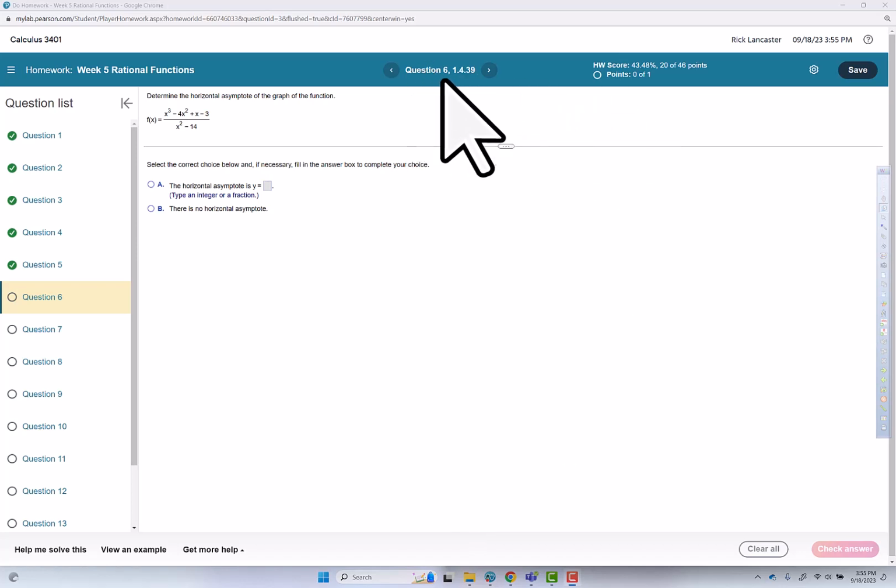This video goes over question 6 of the rational functions assignment. Determine the horizontal asymptote of the graph of the function. So we have an x cubed over an x squared.